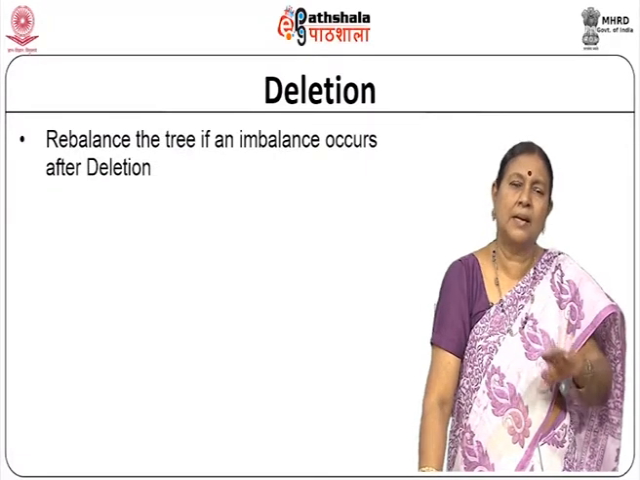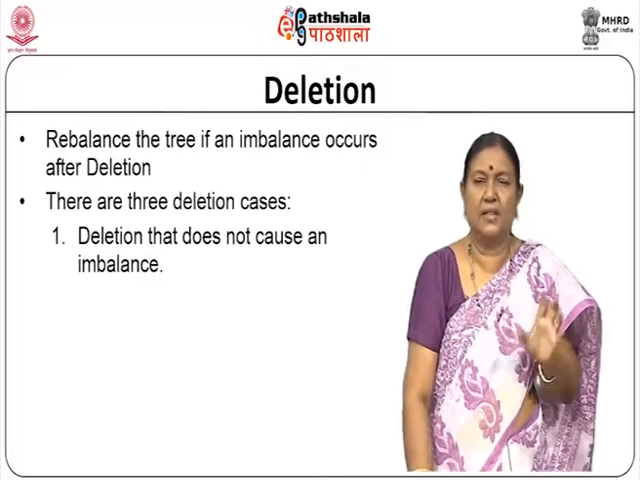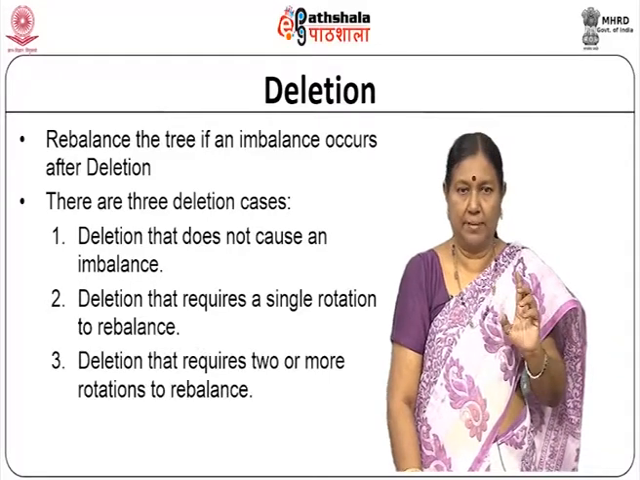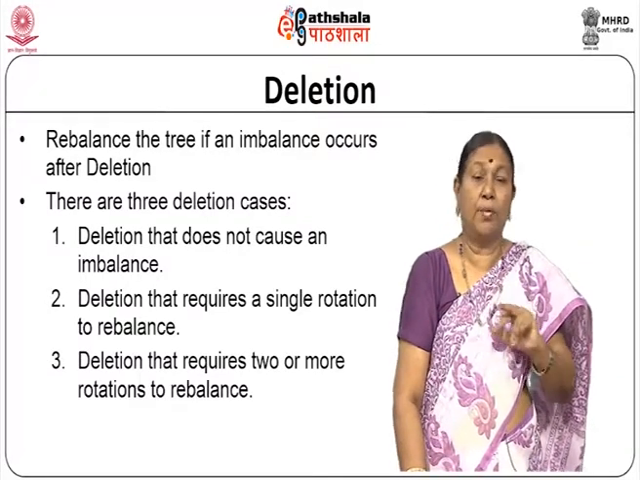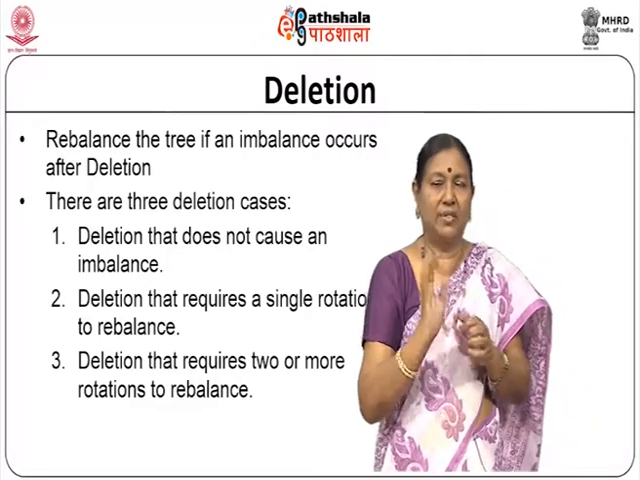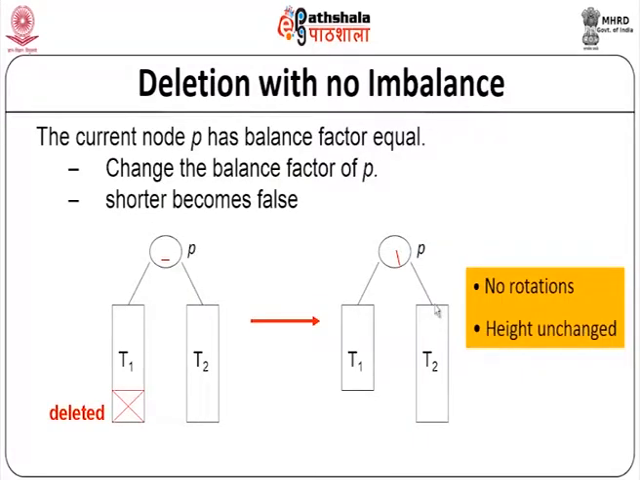So, rebalance the tree if an imbalance occurs after deletion. There are 3 deletion cases: deletion that does not cause an imbalance, deletion that requires a single rotation to rebalance, and deletion that requires 2 or more. It is not just 2, because you may keep on doing the rotation. That is why we have a difference here, 2 or more rotations to rebalance. So, deletion with no imbalance: the current node P has balance factor equal. So, change the balance, shorter becomes false. So, there you have deleted. Now no rotations are needed because the height has not changed.